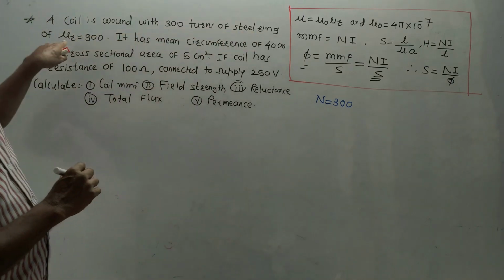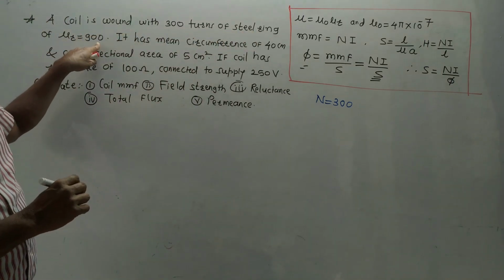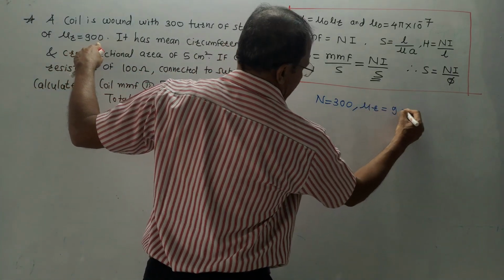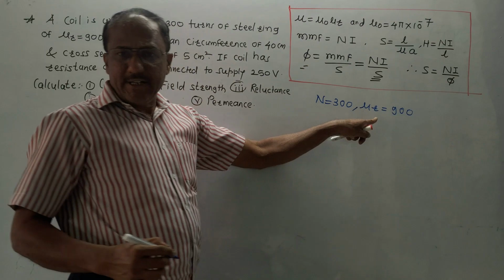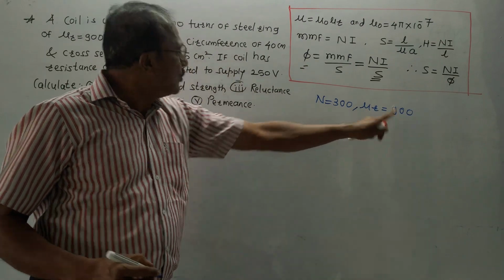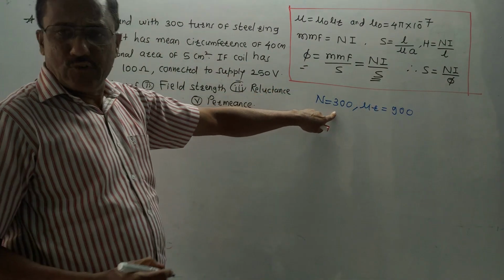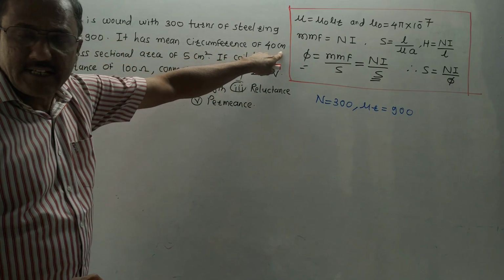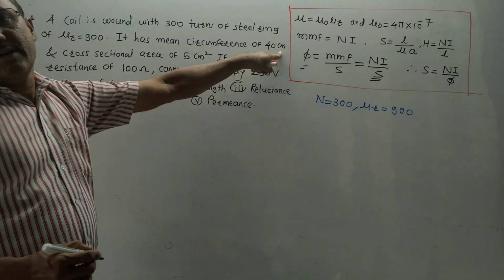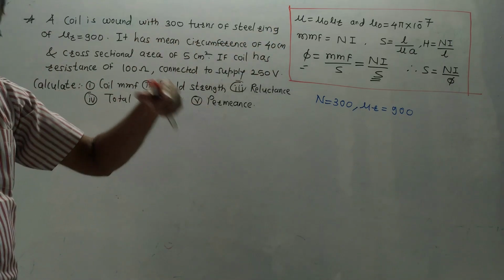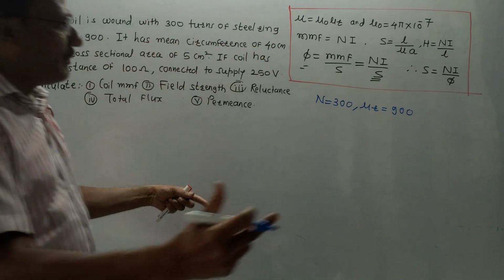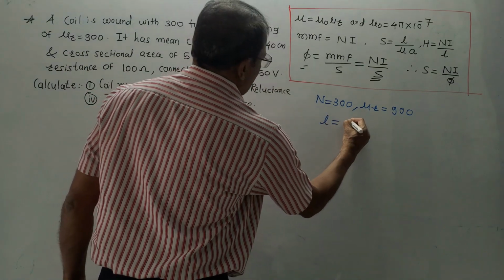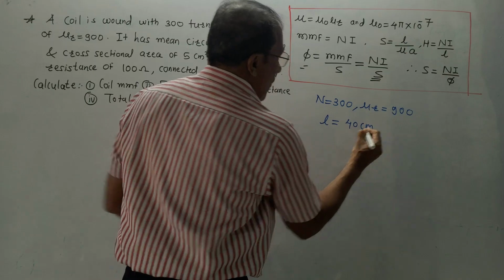On a steel ring of mu r is relative permeability. So mu r is also given, mu r is 900. It is relative permeability, it's constant, so there is no unit. Similarly, there is no unit for number of turns. It has mean circumference of 40 centimeter. Now, do remember, mean circumference of a ring is similar to the length of ring. So, length of ring is denoted by small l, it is 40 centimeter.